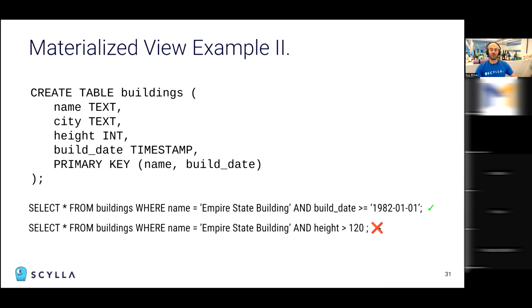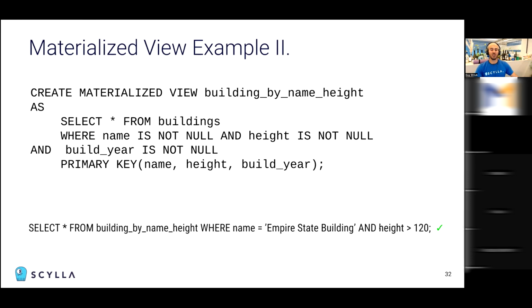So again, to overcome this, we can define a materialized view. And in addition to the name and height, we would provide the build year. And by doing that, this query would work.